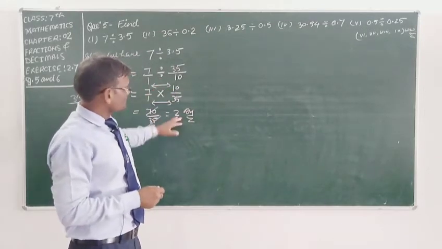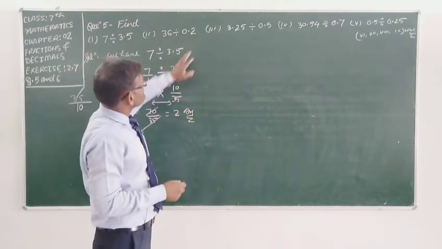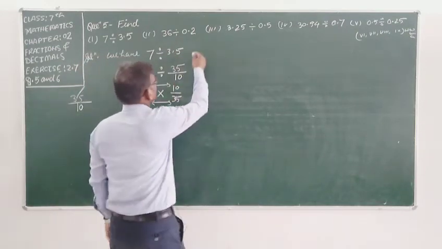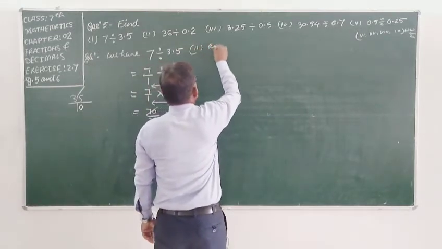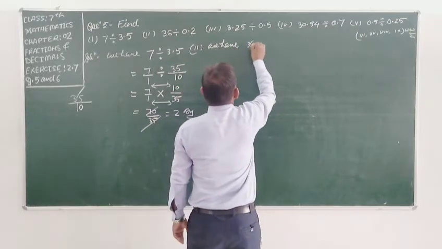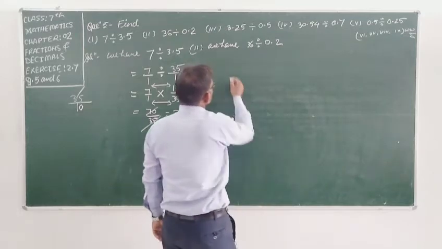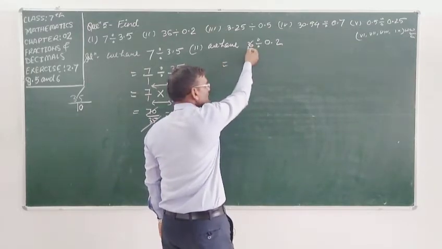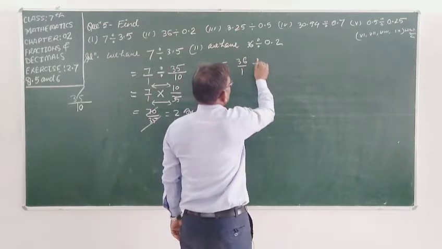So student, in this way we get the answer. In the same way, we solve part second. If we talk about part second, we have 36 divided by 0.2. So student, firstly this is a whole number, write it in fraction form, 36 upon 1, and divided.